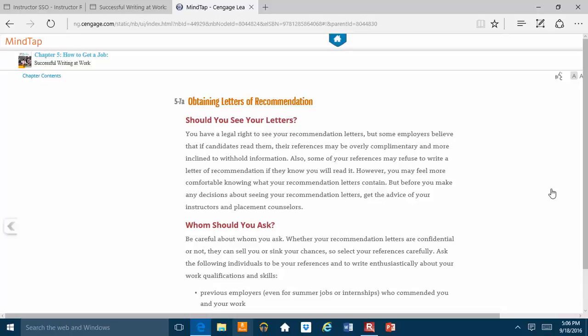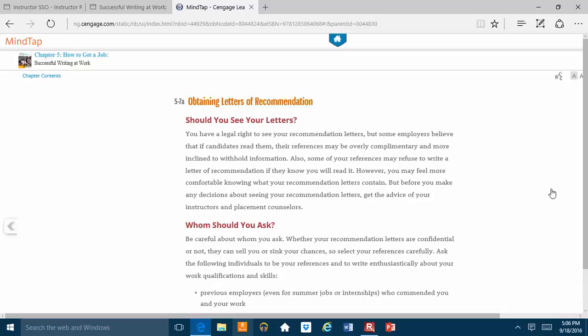You want to make sure that you ask for a letter of recommendation from someone who thinks well of you, from someone who knows your work and your work ethic, from someone who would be willing to speak well of you, and from someone who is not a personal contact.